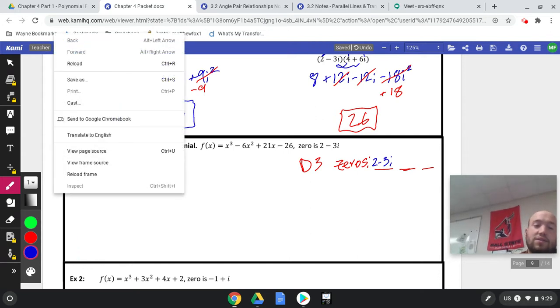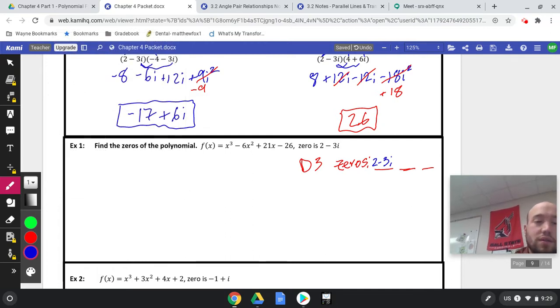Now, let's go ahead and set up our synthetic division. So we set that up. And we might need a little more space than normal because of the complex number. So actually, I'm going to make that a little bigger. Okay, we know 2 minus 3i is what's going to go out front. And then we have a 1 for x to the third, a negative 6, then a 21, and then a negative 26.